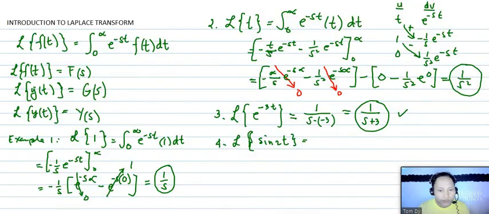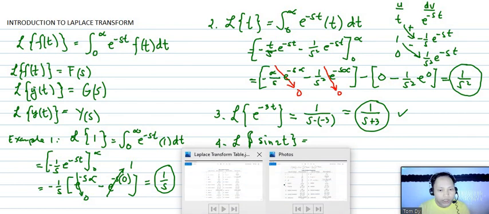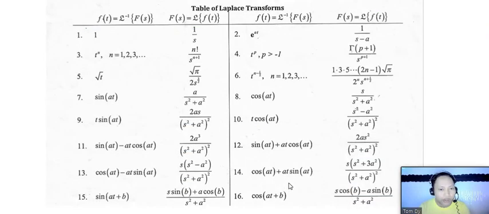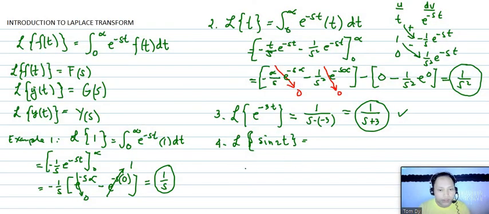So we have to go back to our example, sine 2t. Again, I have to repeat this one. That is a over s squared plus a squared. So we have our a here is 2. So we have here 2 over s squared plus 2 squared, that is 2 times 2, that is equivalent to 4. So basically this will be our final answer.